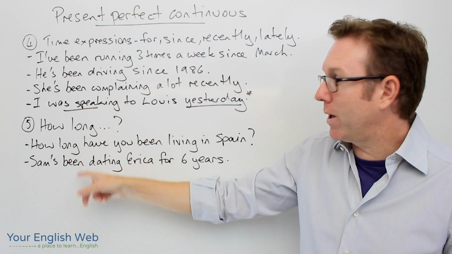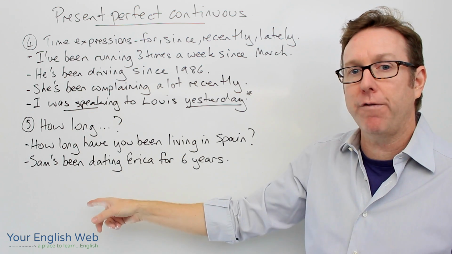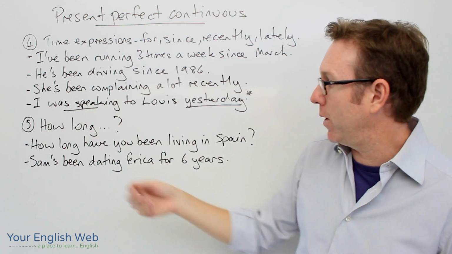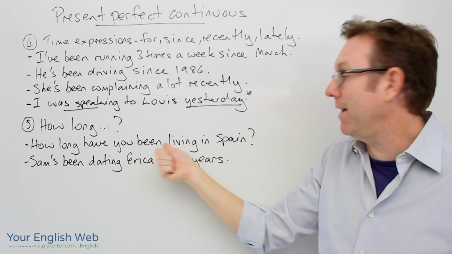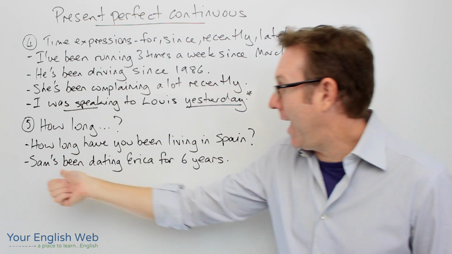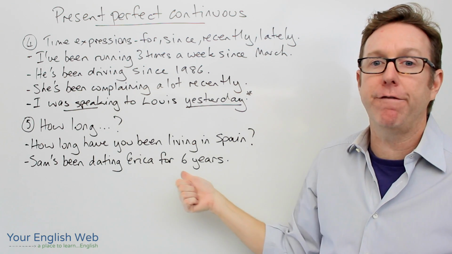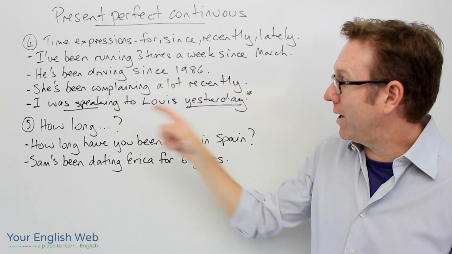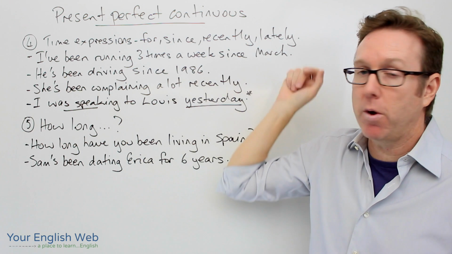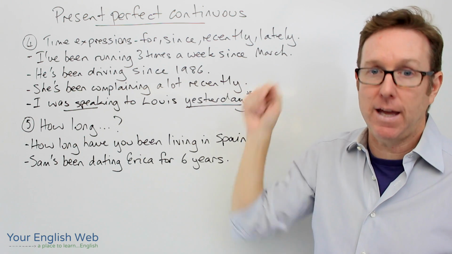In this sense, we could also use the normal present perfect. We could say, how long have you lived in Spain? Or how long has Sam dated Erica for? There would be no problem. But we can also use the present perfect continuous tense here.